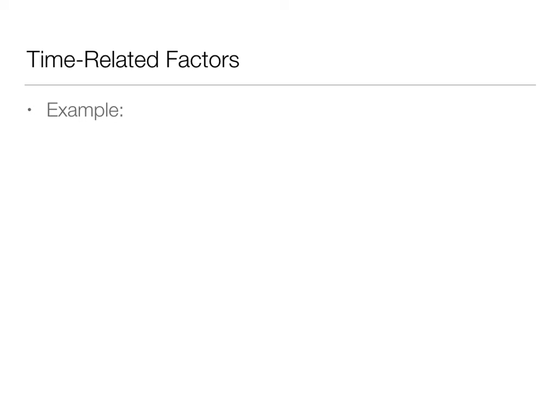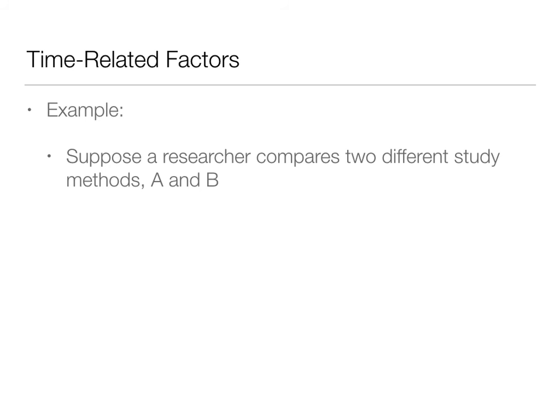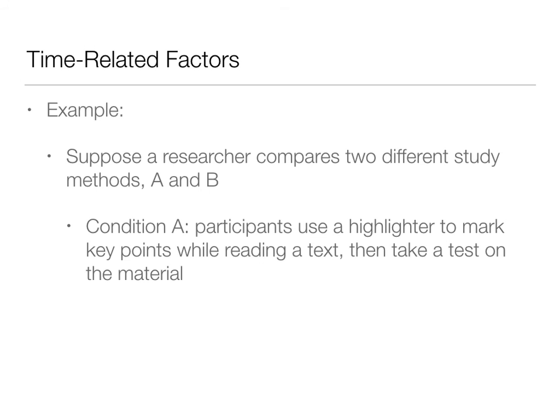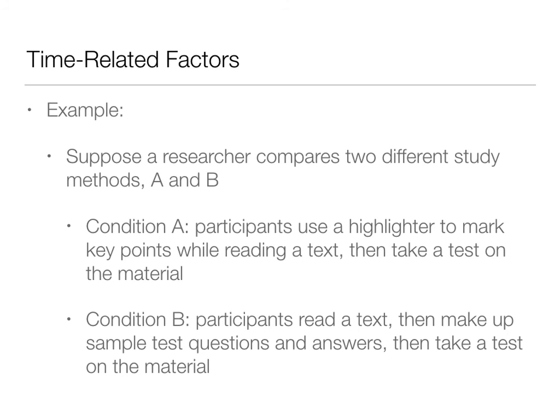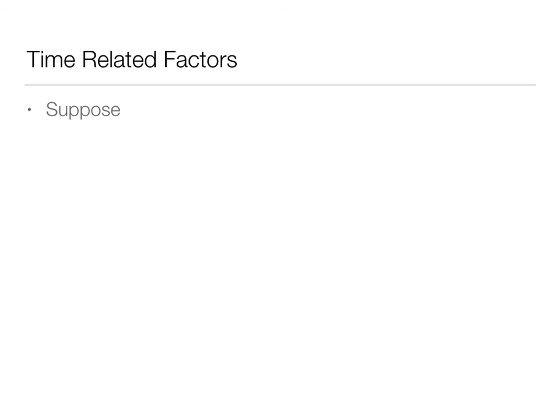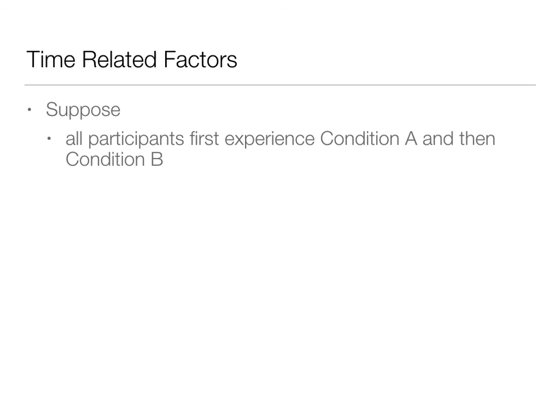An example, outside of our terribly designed cracker experiment: suppose a researcher compares two study methods, okay, A and B. In condition A, participants use a highlighter to mark key points when they're reading, and then they take a test on the material. In condition B, participants read the text, then they make up sample test questions and answers, and then take the test on the material. Suppose everybody does A and then B. So everybody reads the text and highlights, takes the test, and then everybody goes and makes sample questions, reads the text, makes sample questions, and then takes a test.